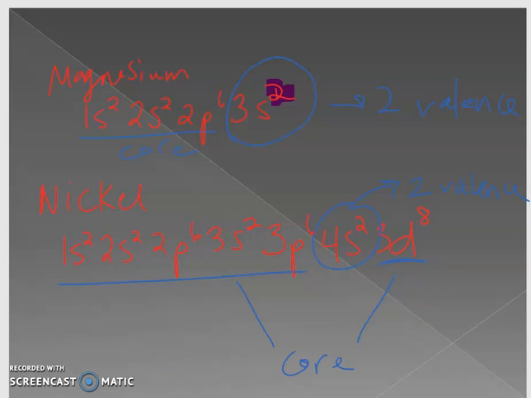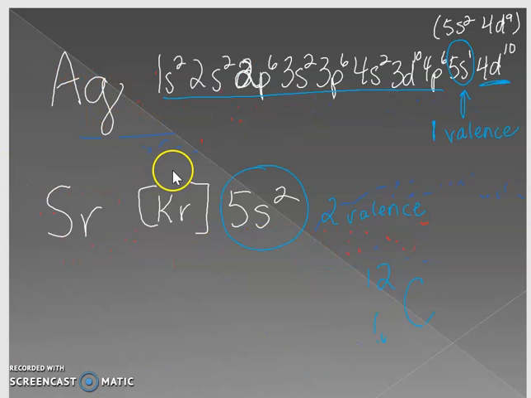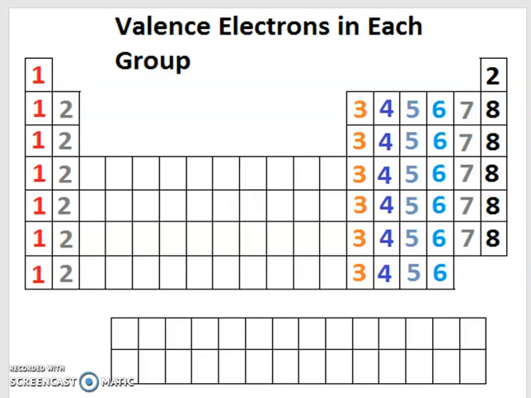Here's another example. If we look at silver, silver is an exception for its electron configuration, so it actually is going to be 5s1, 4d10. We talked about these exceptions before, but this means that silver has 1 valence electron. Strontium is going to form an atom that has 2 valence electrons. The valence electrons correspond with what we talked about in the past with the periodic table, where family number 1 has 1 valence, family number 2 has 2 valence, and then we have the boron family, the carbon family, and the valence electrons increase as you go across the periodic table.